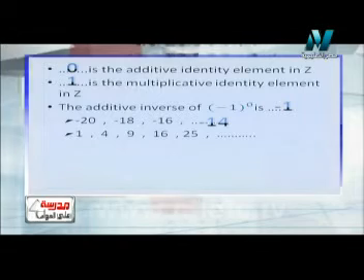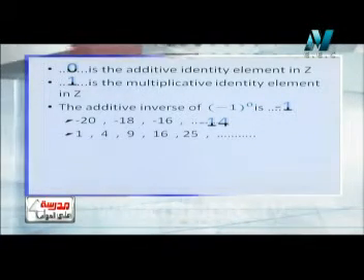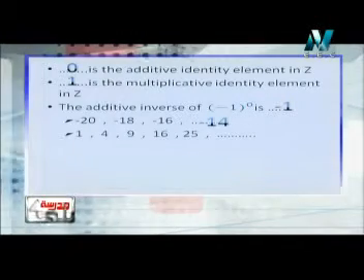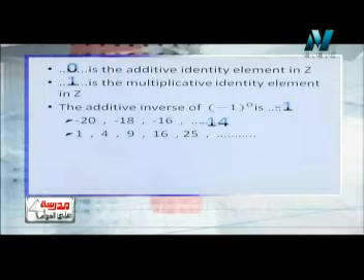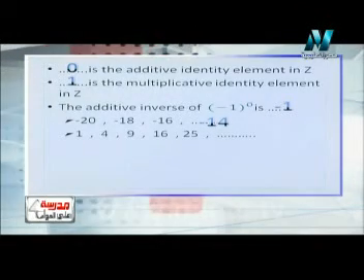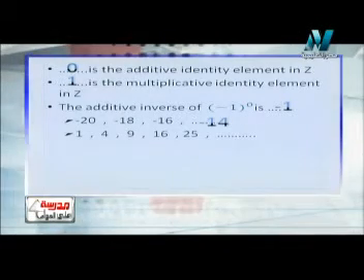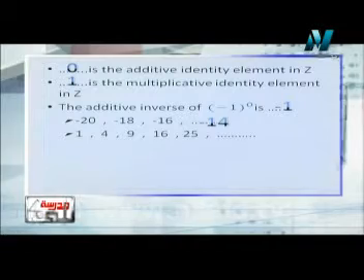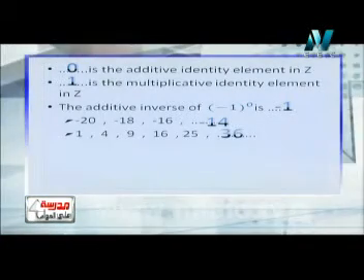1, 4, 9, 16, 25. What is the next number? All of these numbers are perfect squares. 1 to the power 2 equal 1, 2 to the power 2 equal 4, 3 to the power 2 equal 9, 4 to the power 2 equal 16, 5 to the power 2 equal 25. Then the next one will be 6 to the power 2 equal 36.